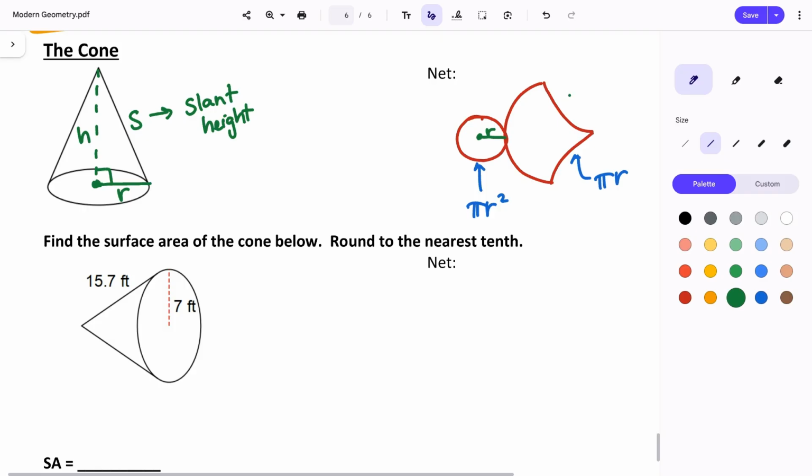So this side here, I'm going to call S. And again, that would be your slant height, but I would need that in my formula. So down here where I wrote pi r, then we're going to have S next to it for my slant height. So to find the total surface area, I would take the area of my circle plus the area of that face that I laid down flat. So your total surface area formula looks like this.